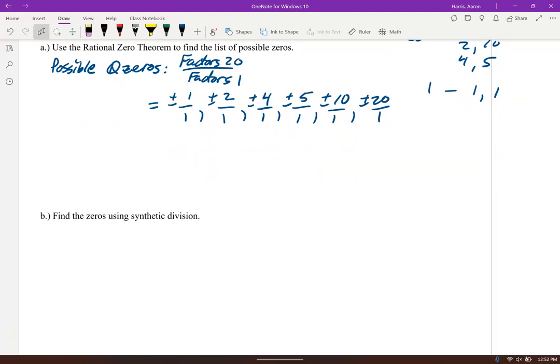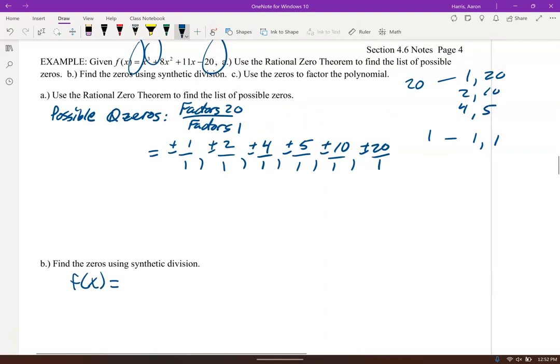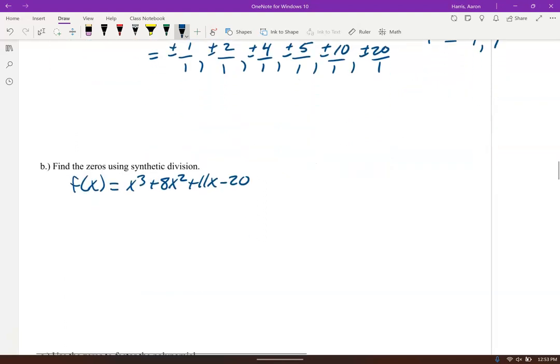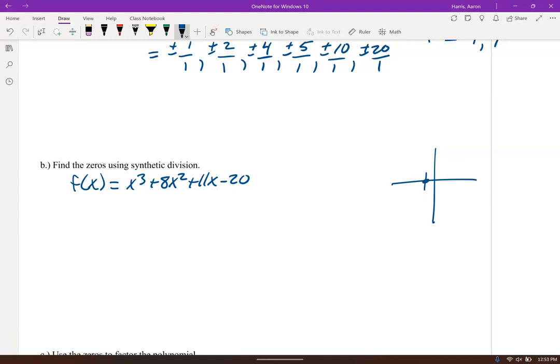So let's start with negative 1 and see if negative 1 works. If negative 1 doesn't work, then we'll try 1. Here's our function, f of x equals x cubed plus 8x squared plus 11x minus 20. Is negative 1 a zero? If negative 1 works, then x minus negative 1 is a factor, meaning there'll be no remainder when I do the division.